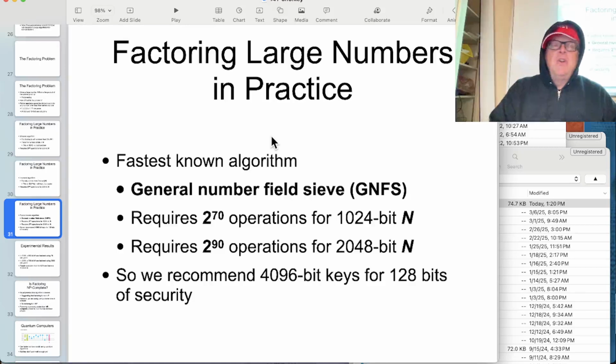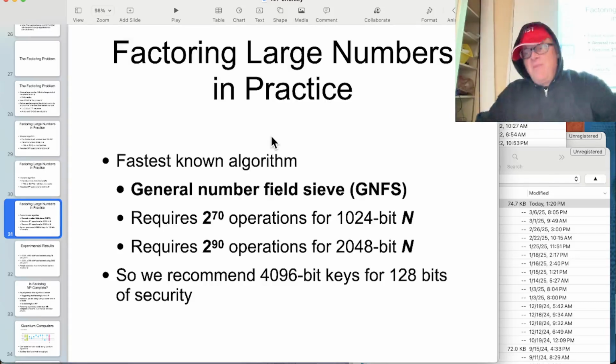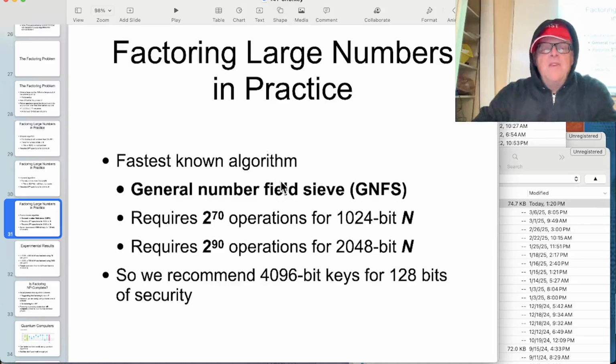You make the number line. You take a prime number like 2, now you cross out every other number because they're all divisible by 2. Then you take 3 and cross out every third one. Then you take 5 and cross out every fifth one. And so more and more of the numbers are excluded, and through this process, you find the prime numbers. But anyway, there's a thing called the general number field sieve that works like this, and this can do a 1024-bit n in only 2 to the 70 operations.